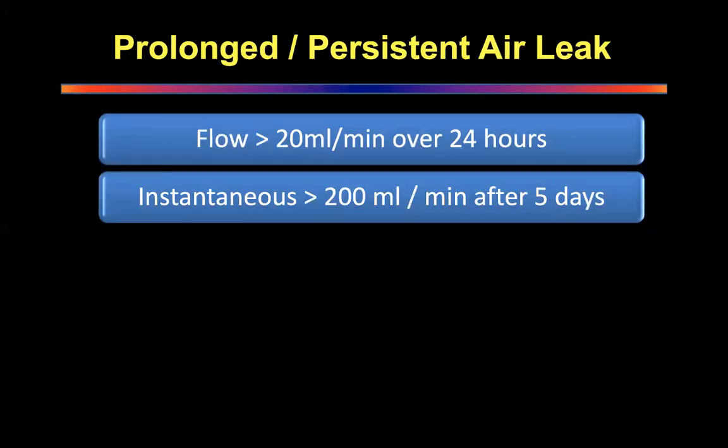Okay. So everything that I talk about is going to be around these two numbers. And there is a third concept called prolonged or persistent air leak. For me, a prolonged air leak is flow more than 20 ml per minute over 24 hours, or an instantaneous flow more than 200 ml per minute after 5 days of surgery.